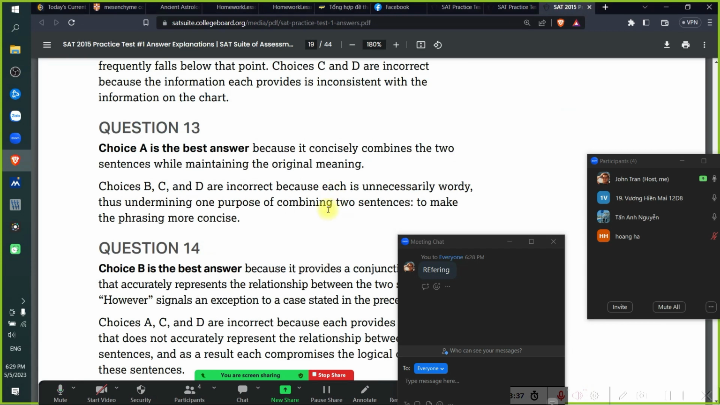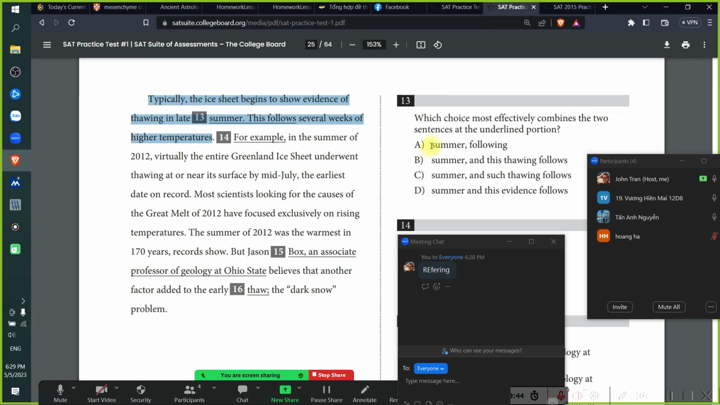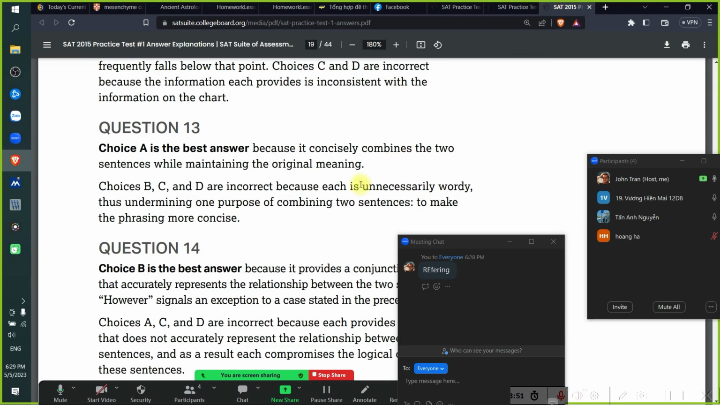13, it's A. Summer, comma, following several weeks of higher temperatures. Why A? Because it's concisely combined the two sentences while maintaining original meaning. Nó chuẩn xác, nó kết hợp hai câu lại trong khi vẫn giữ cái ý nghĩa ban đầu. Choice B, C and D are incorrect because each is unnecessarily wordy. Nó quá nhiều lời một cách không cần thiết ở choice B, C và D.